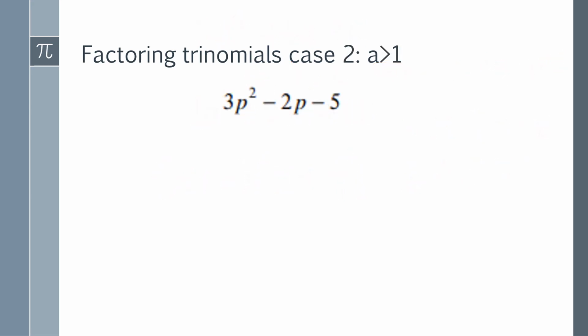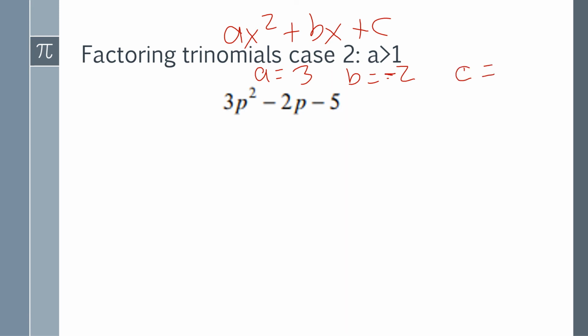We got a different case. Case 2, when a is greater than 1. So out of this, and this is still that trinomial that you're dealing with. Tri means how many? 3. ax squared plus bx plus c. And a, b, and c are what? Coefficients. So what is a in this case? A is 3. B is -2. And C is -5.